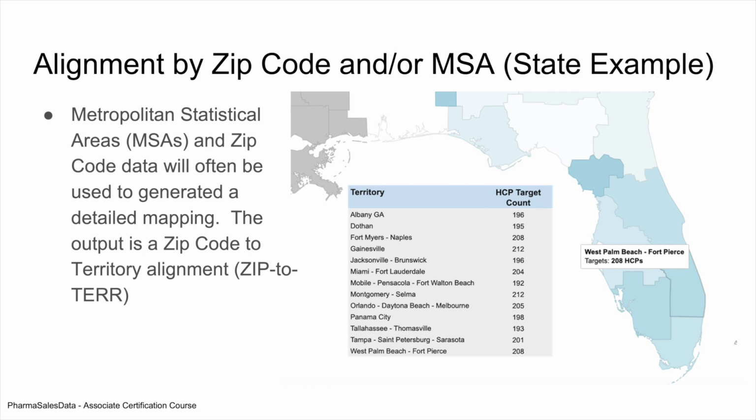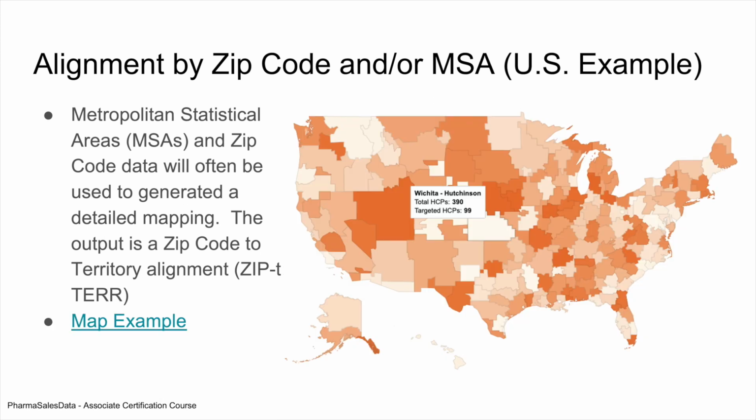And you go through an algorithm and examples, and you go through the whole process of this targeting and alignment plan to understand how this works. In this case, we have all of the individual territories that are broken out in Florida, in this given example. Here's an example of an alignment by zip code or MSA for the entire country.